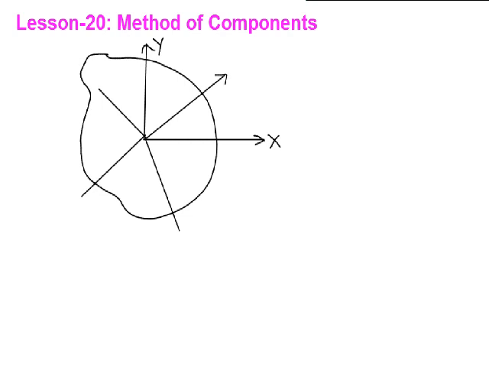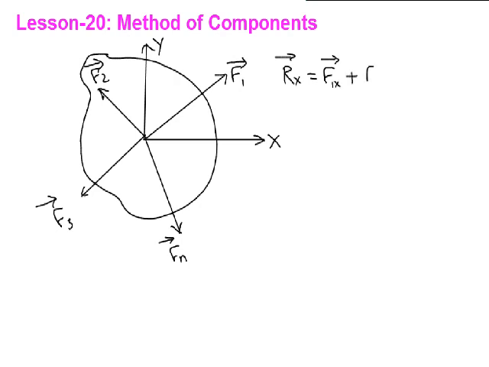Let us say this is F1 bar, this is F2 bar, this is F3 bar, and so on. Let us say this is Fn bar. Then we can easily see that the x component of the resultant of these forces is the sum of the x components of all the forces, F1x bar plus F2x bar plus so on up to Fnx bar.